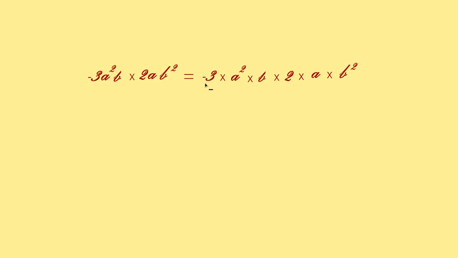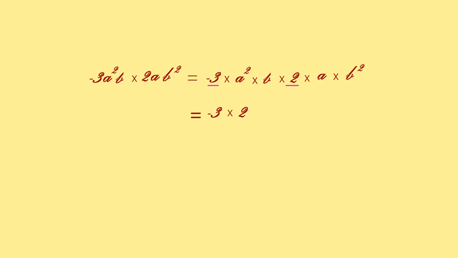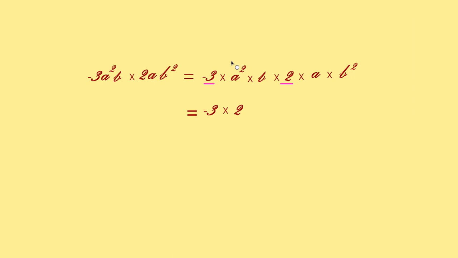Now how will you find out minus 3a square b into 2ab square? Minus 3a square b you can write as minus 3 into a square into b. And 2ab square you can write as 2 into a into b square. Now to multiply, first we multiply the numerical coefficients, that is minus 3 and 2. Now look at the algebraic factors. You can find like terms here. Here you will get a square and a, like terms. So multiply a square and a first.